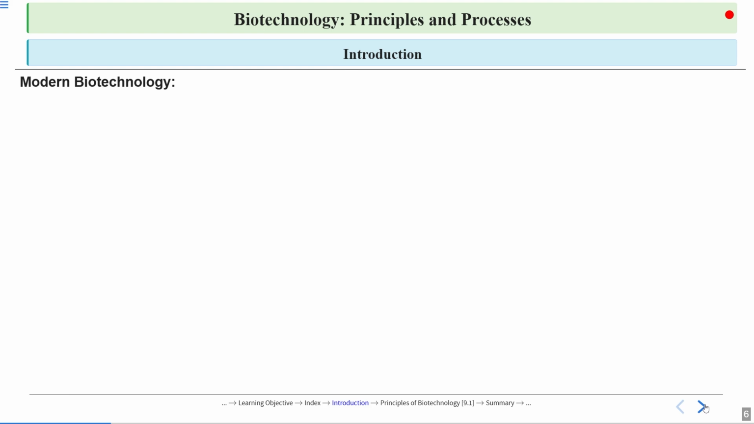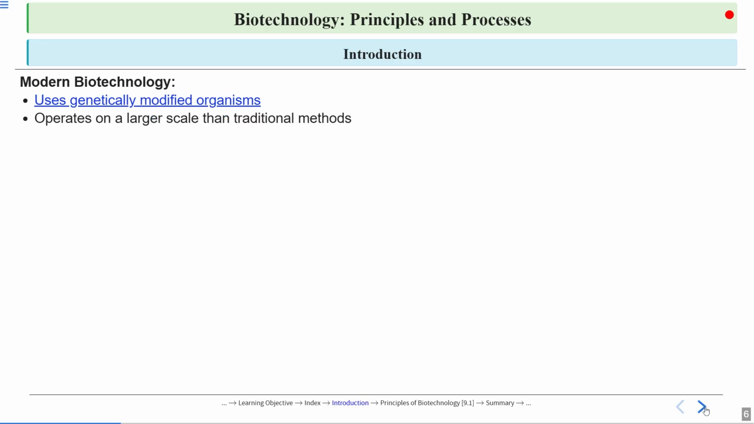Now, what is modern biotechnology? Modern biotechnology uses genetically modified organisms. What is a genetically modified organism? The organisms whose genetic material has been altered through genetic engineering techniques are called genetically modified organisms. We operate this on a larger scale.